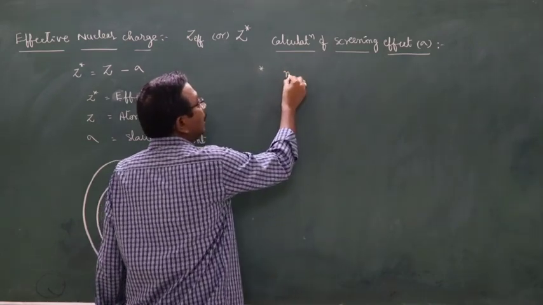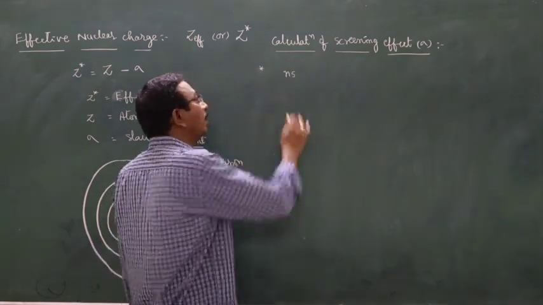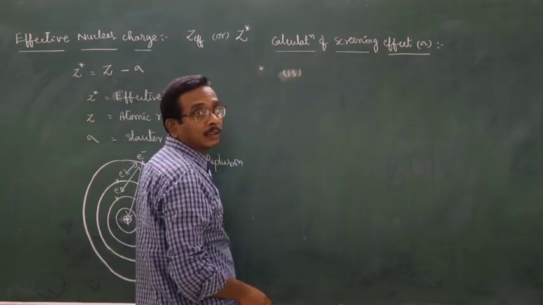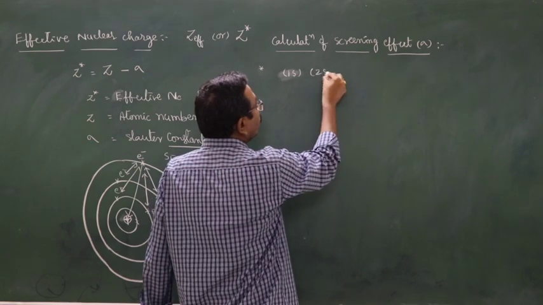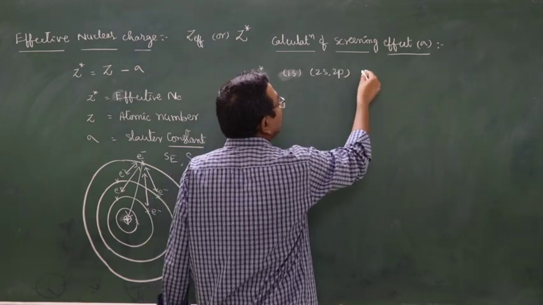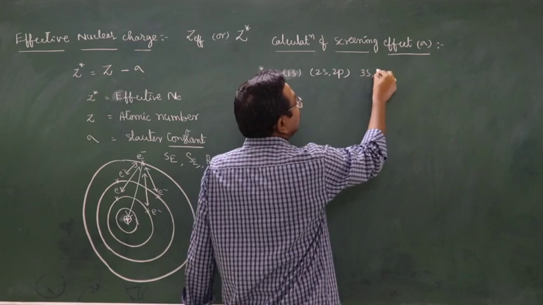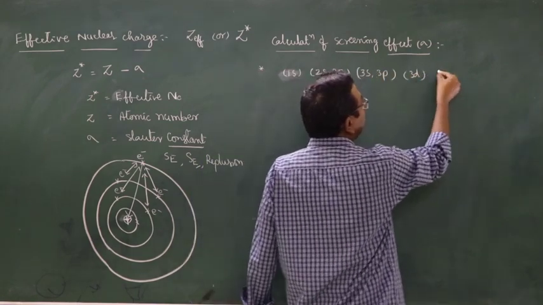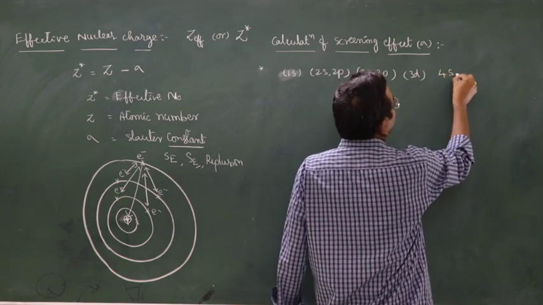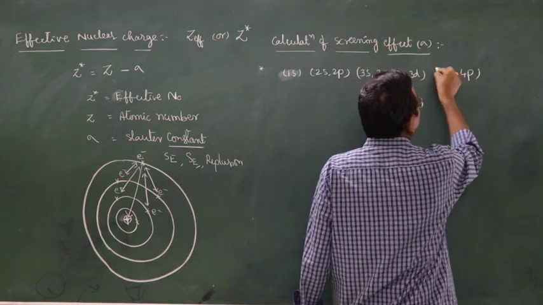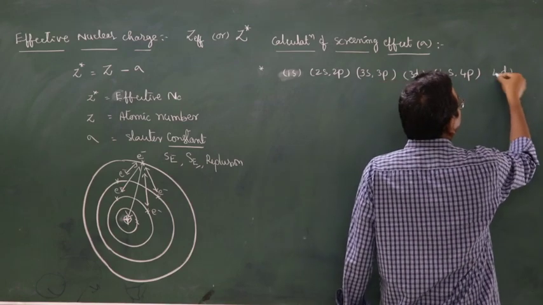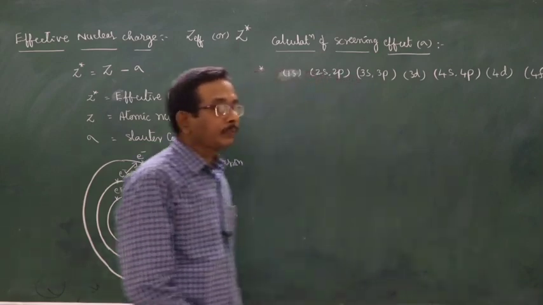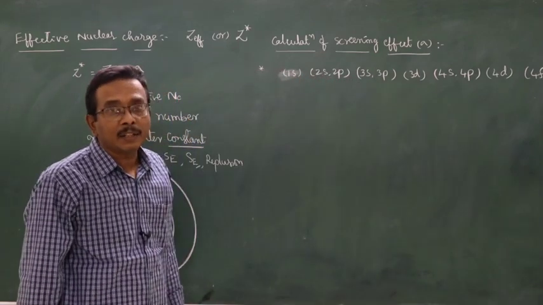That is ns, or 1s, second one 2s, 2p, next 3s, 3p, 3d, 4s, 4p, 4d, 4f and so on. This is the Slater configuration.